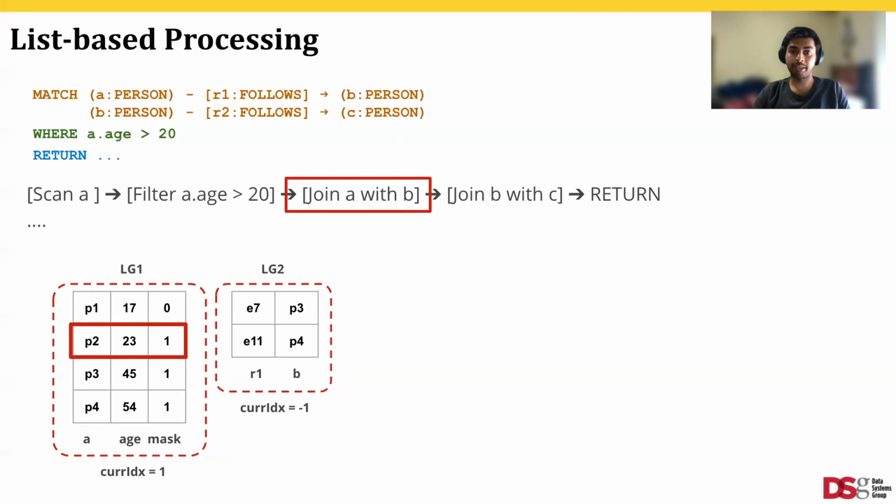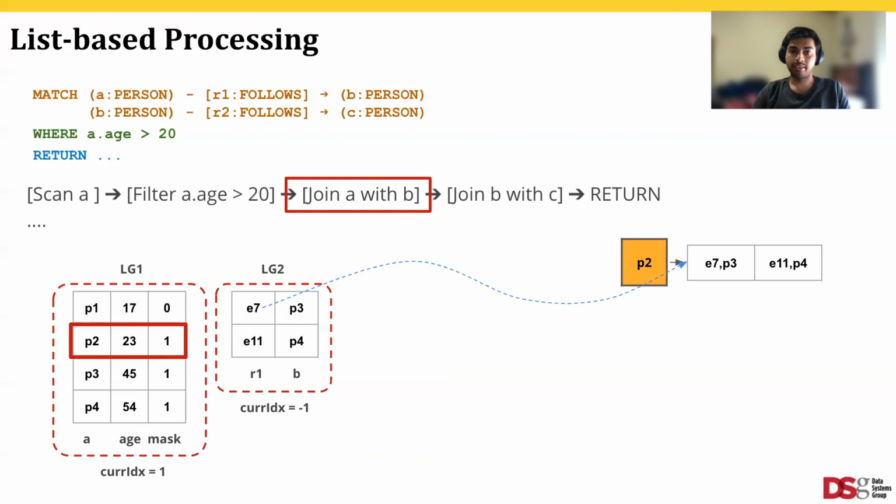Overall, flattening of LG1 prevents the need to copy a tuple in LG1 with each tuple in LG2. Also, we avoid materialization in R1 and B by instead having pointers to the forward adjacency list of P2.